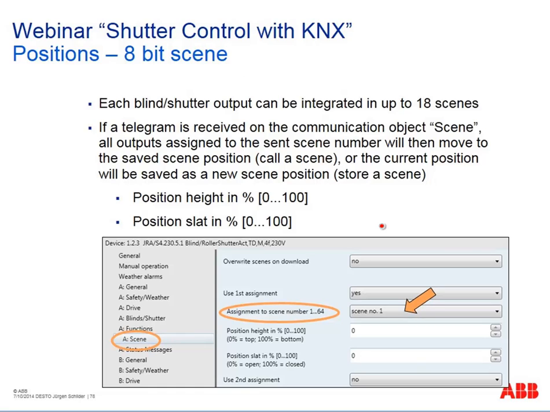Good, and finally, shutter outputs can also be integrated into 8-bit scenes. So if you activate a scene, you can also say, okay, go to 50% with the blinds in the same room, and via 8-bit scenes, it's easily integratable here. You see, I assign it to a scene, and then I adjust in the parameters which position shall be behind this scene for each channel if you want.